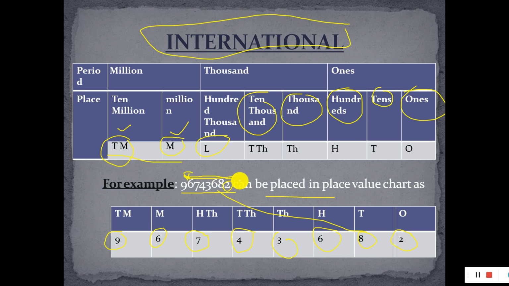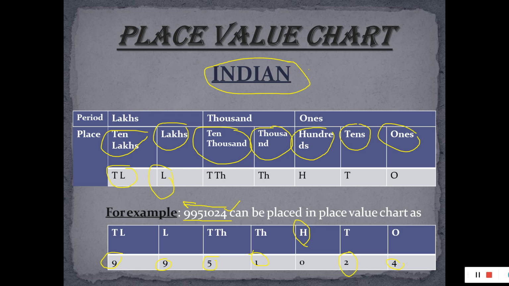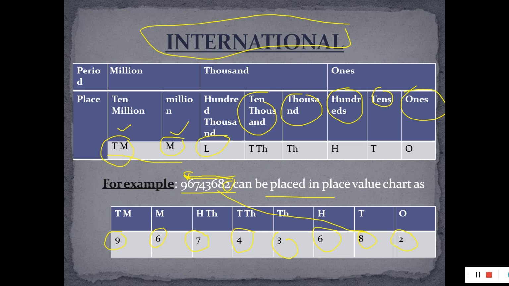And the Indian and international systems are the same but a little bit changed. So you can see that it starts from ones, tens, hundreds, thousands, 10,000s, lakhs, and 10 lakhs. And in the international system, it starts from the same ones, tens, hundreds, thousands, 10,000s, lakhs, million, and 10 million.